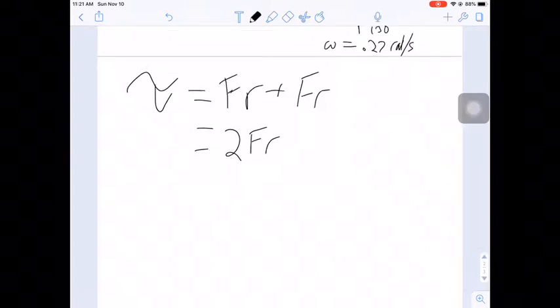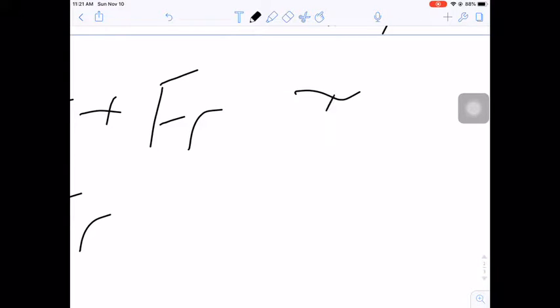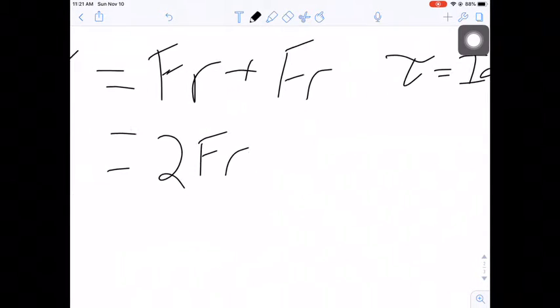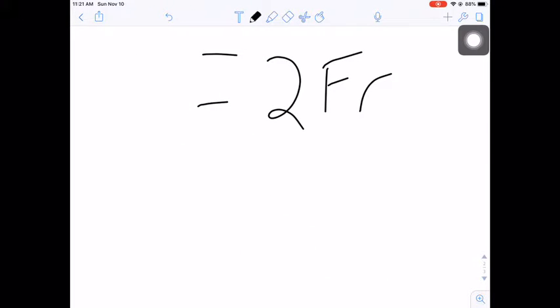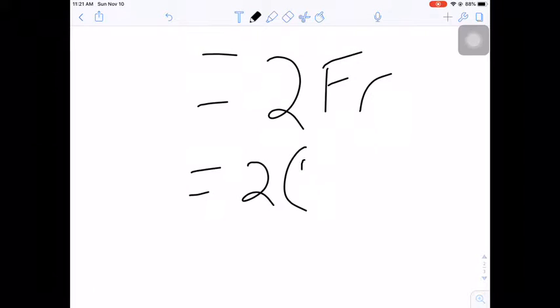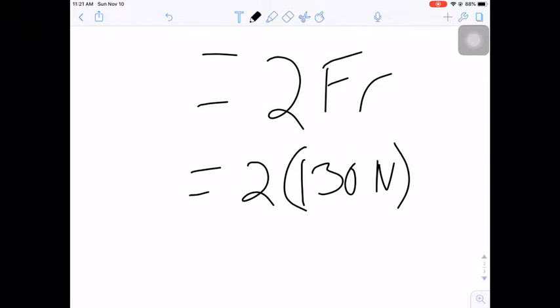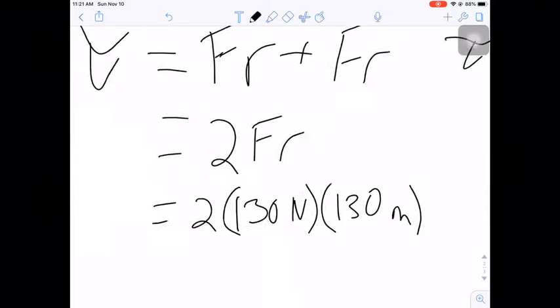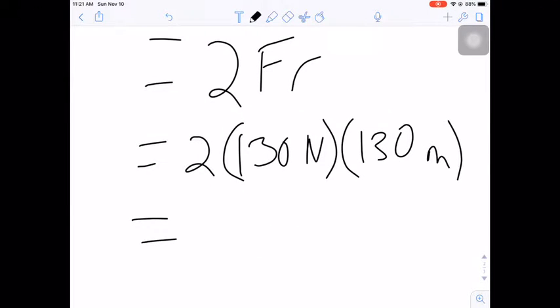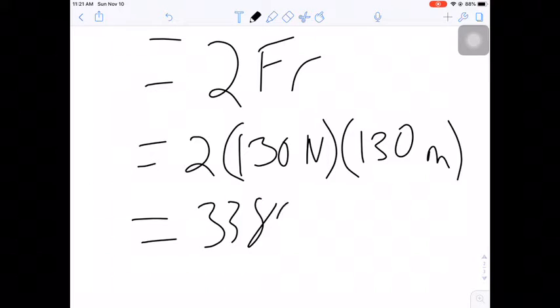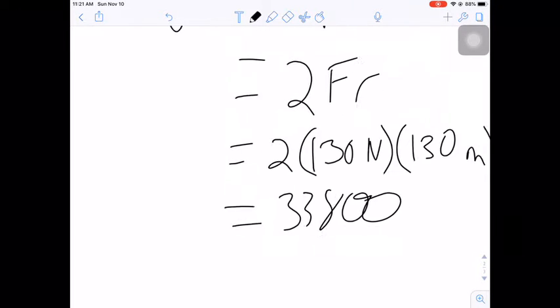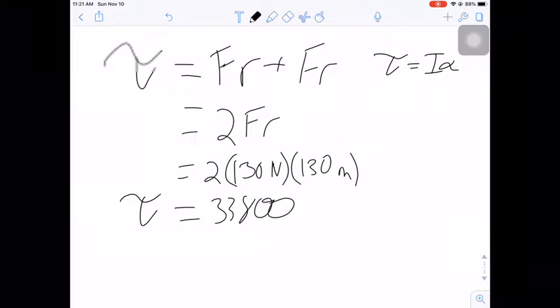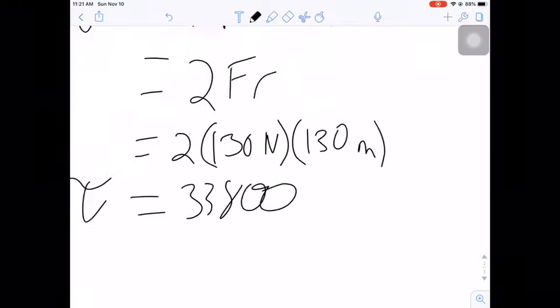Torque is also equal to I alpha. So 2 times F times R; if we plug stuff in, we know they were both 130 newtons, so we plug in 130 newtons for the force. And R was 130 meters, so we plug in 130 there. So now we get that the torque is equal to 33,800 newton meters.